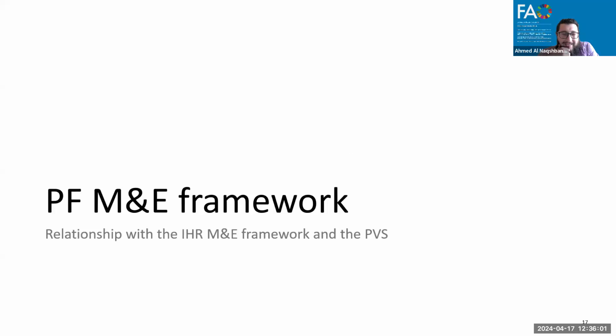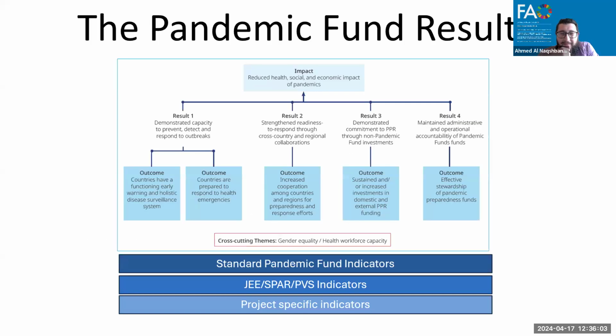So next, thanks. So this diagram we saw earlier, I'm not going to go into a lot of detail. We know there are results and outcomes that are part of the Pandemic Fund results framework. And in line with those, there are standard Pandemic Fund indicators, JEE, SPAR, and PVS indicators that will be used for monitoring, and project-specific indicators that need to be outlined as well.